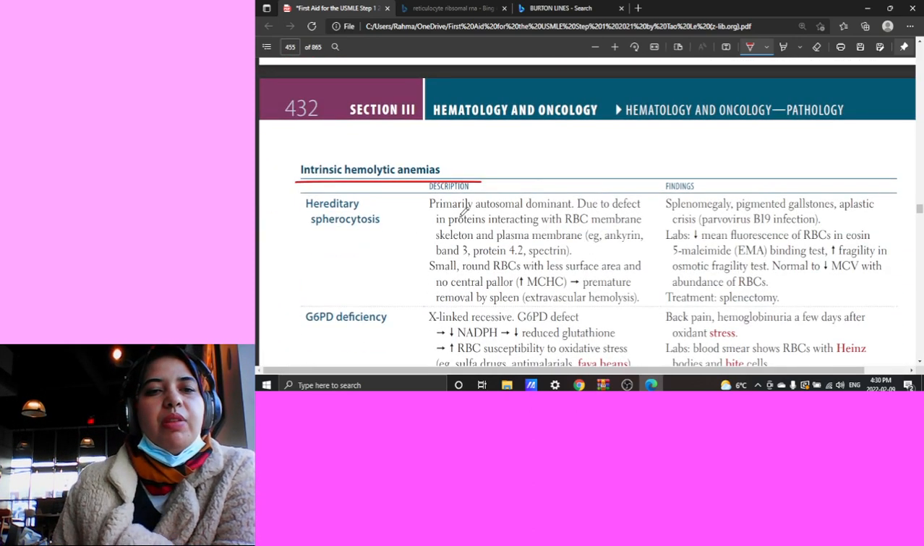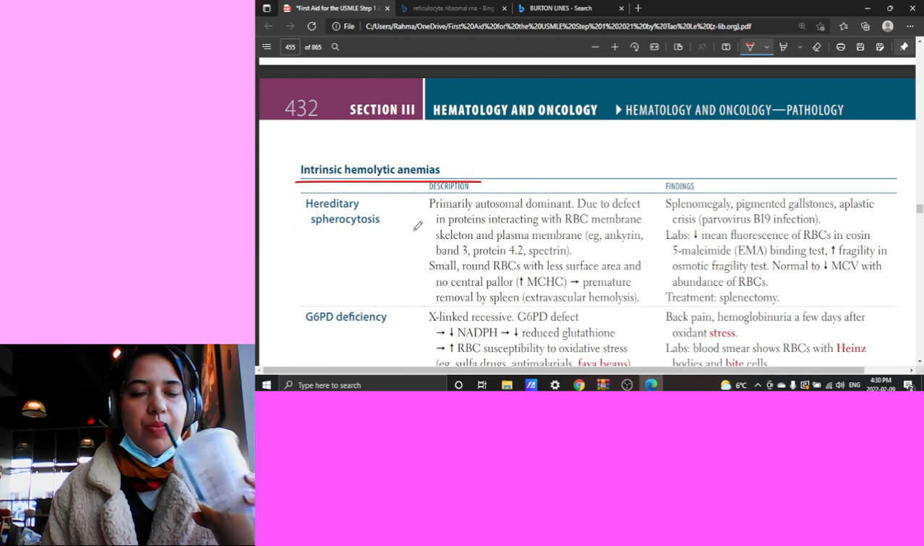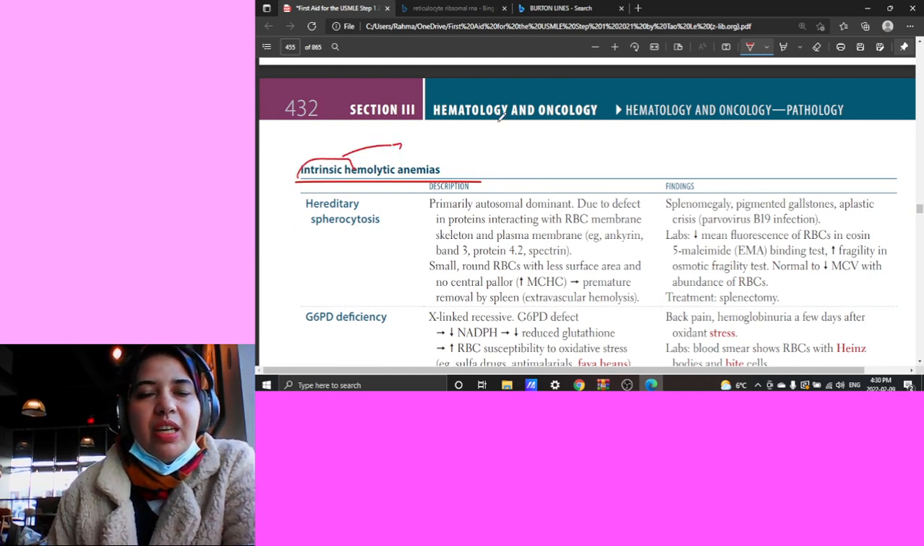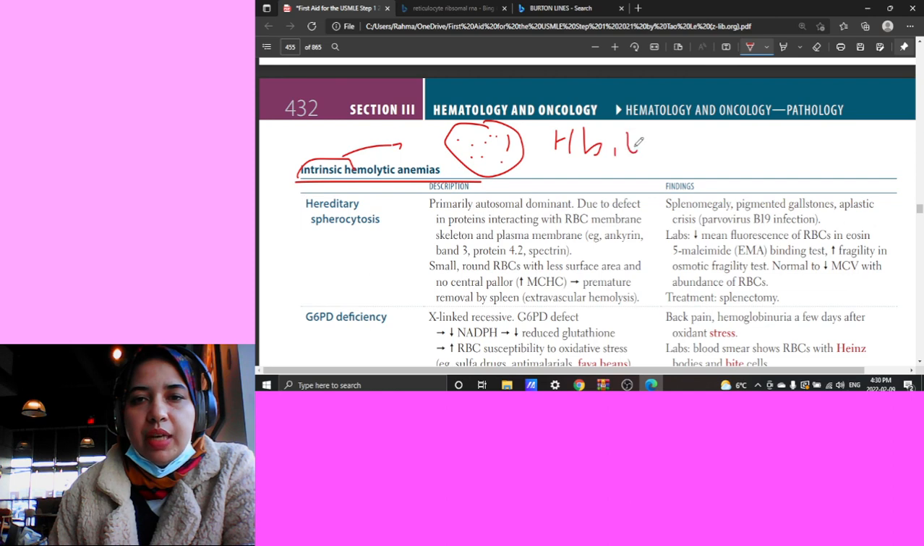Next is your intrinsic hemolytic anemia, which is also very important. Remember, we said intrinsic is due to something intrinsic within the RBC itself. Either it's an issue of the membrane, an issue of the enzymes within it, or an issue of the hemoglobin within it. Let's start with the membrane.